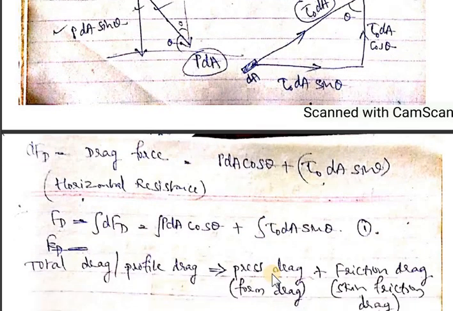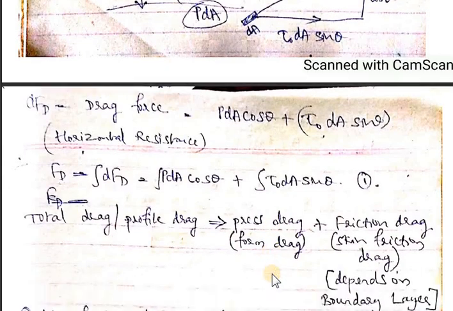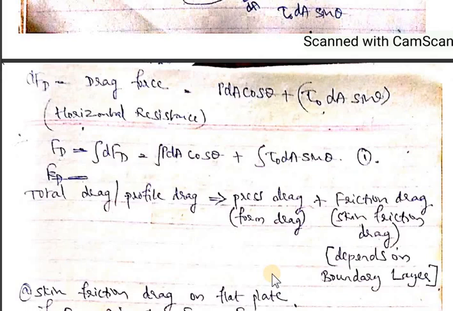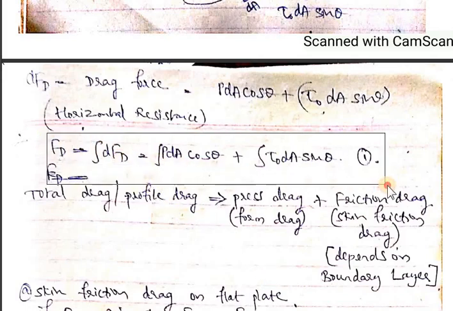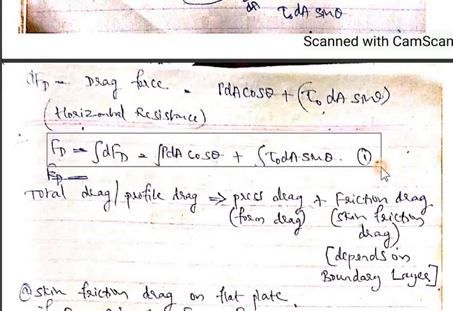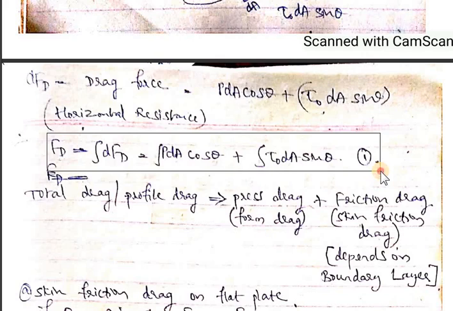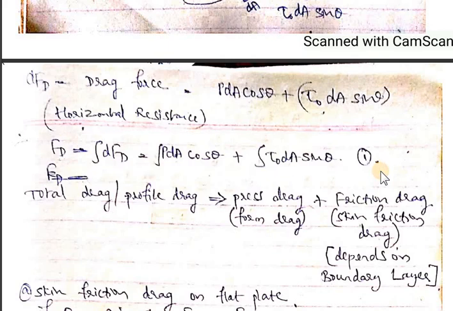Similarly, I can integrate. Why are we integrating? As I told you earlier, for an entire body we have to consider everything from a small area to the full body, so we integrate all the small components. So we write FD, the total drag force, that is the integration of the pressure force in the horizontal direction plus the shear force in the horizontal direction. That becomes the integration of p dA cos theta plus the integration of tau naught dA sin theta. I can call this one equation for FD.